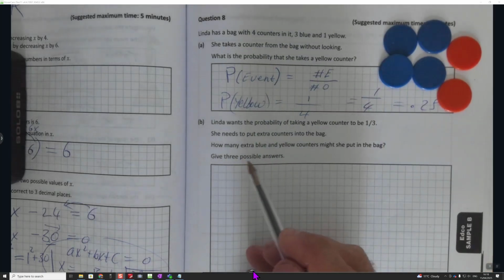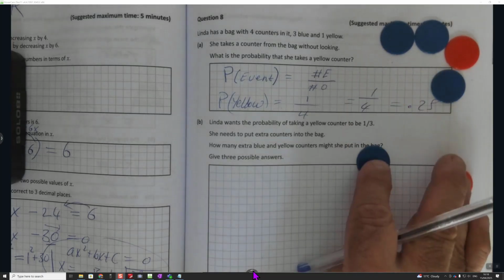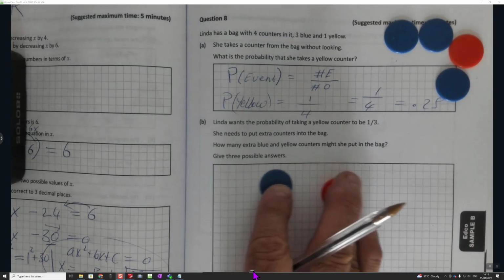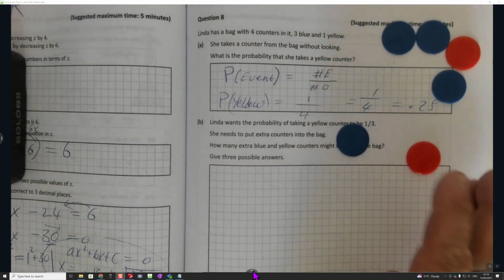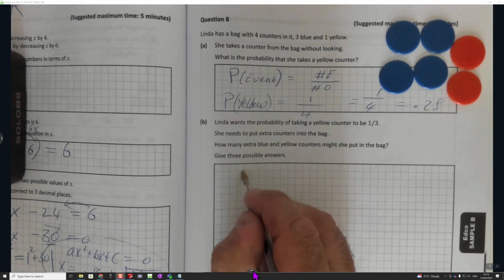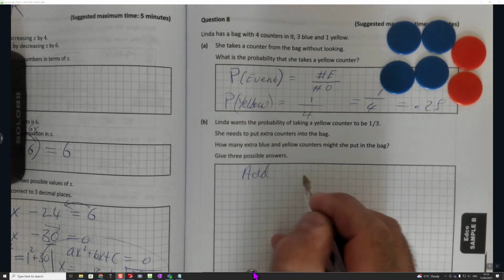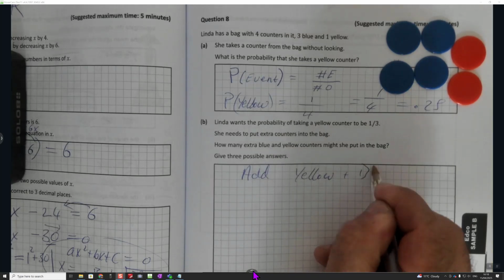Okay, how many extra blue and yellow must she add? How many extra blue and yellow counters might she put in the bag? And give 3 possible outcomes. Okay, so one possible outcome is add a yellow and a blue.